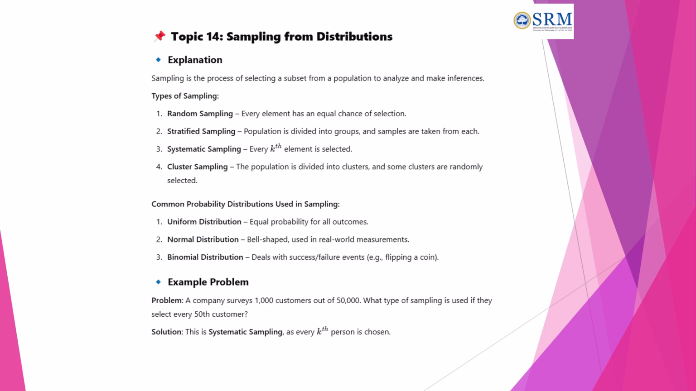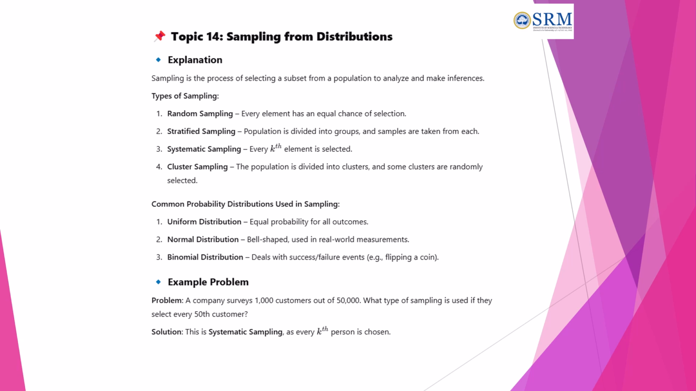Sampling from distributions. Sampling is when we pick a small group from a large population to study and learn about the whole group. There are different ways to do this. In random sampling, everyone has an equal chance of being picked. In stratified sampling, the population is divided into groups and we take samples from each group. Systematic sampling means choosing every kth person, like every 50th customer. Cluster sampling divides the population into clusters and then some clusters are chosen randomly.